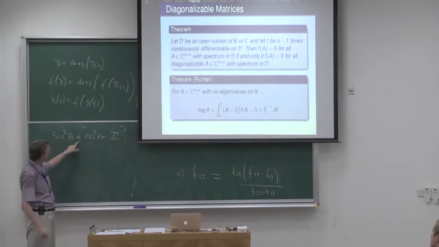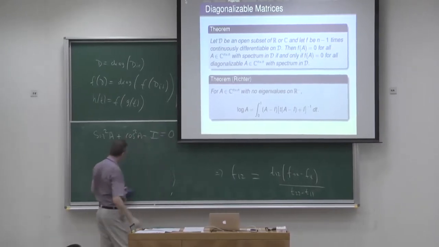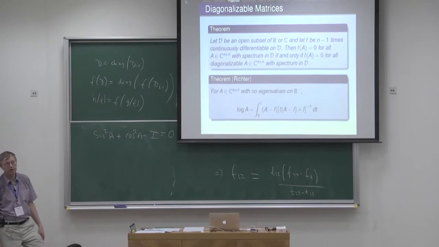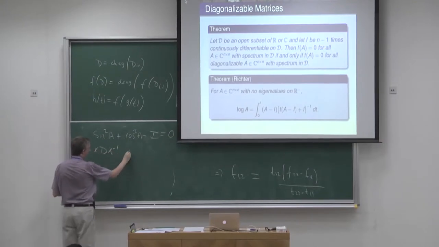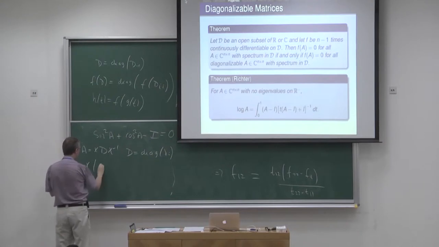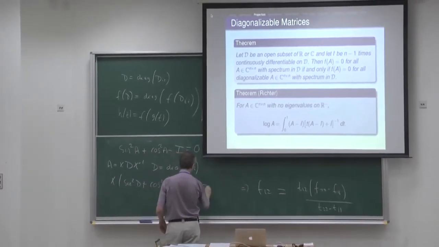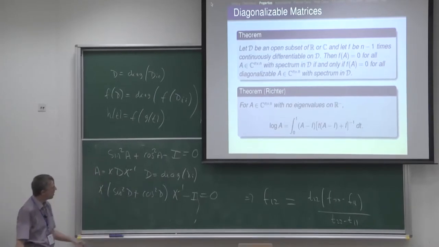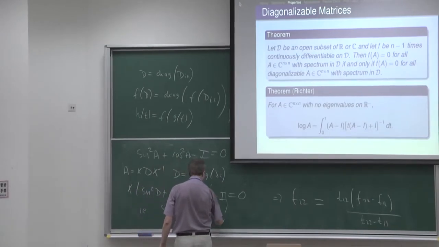So in other words, if we want to check this formula, which I can now write in the form of the theorem as sine squared A plus cos squared A minus I is naught. If I want to check if that formula is true, I only have to check it for diagonalizable matrices. But then it's completely trivial. You see, if A is diagonalizable, if D is diag(lambda_i), then this formula will just become X(sine squared D plus cos squared D)X inverse minus I is naught. And if I multiply through on the left by X inverse and on the right by X, I just get rid of the X. So that's the same as saying sine squared D plus cos squared D is I.